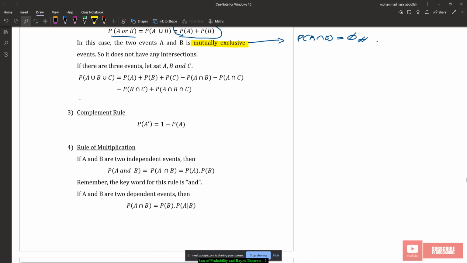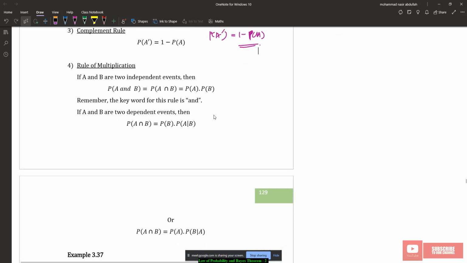And for the complement rule, as we know, the total of all probability is equal to 1. So if you want to find the probability of A complement, it should be equal to 1 minus the probability of A. So this is the complement rule. And then we have the rule of multiplication.